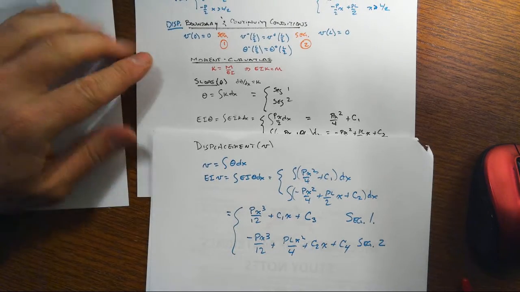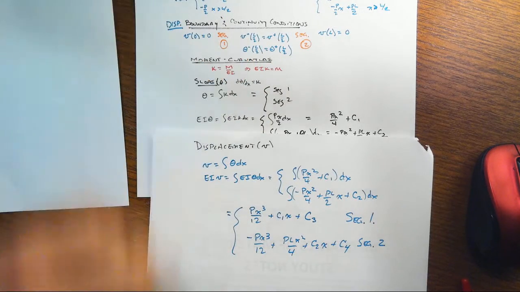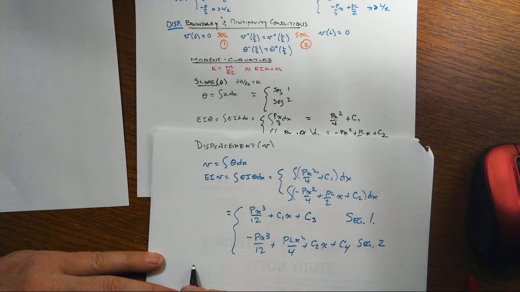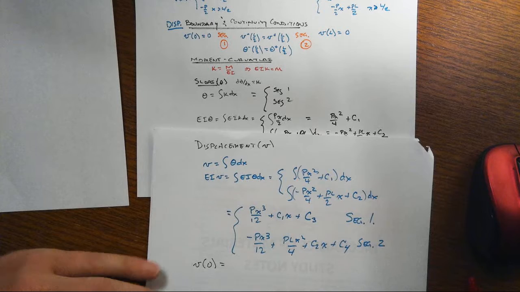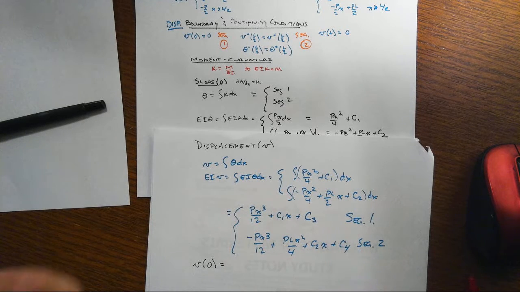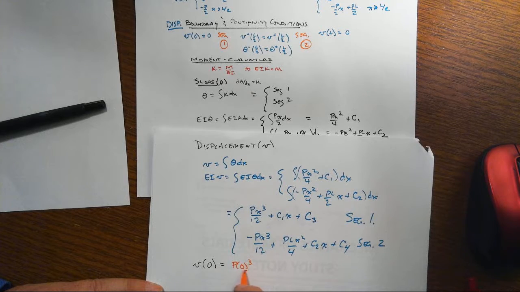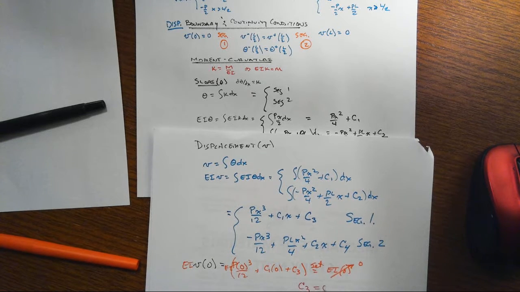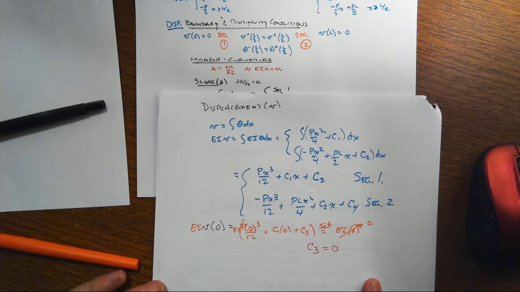But now, note, we've got boundary conditions we can work with, and we have another continuity condition that we can work with. And so the easy one, of course, is v at 0, and that would be associated with segment 1. So p times 0 cubed over 12. Oh, this needs to be EI times that, right? EI times that plus c1 times 0 plus c3. That has to be set equal to EI times the value there, which is 0. So the whole thing is 0. That was convenient. And notice that c3 is going to be equal to 0.